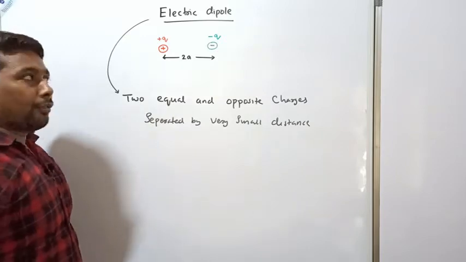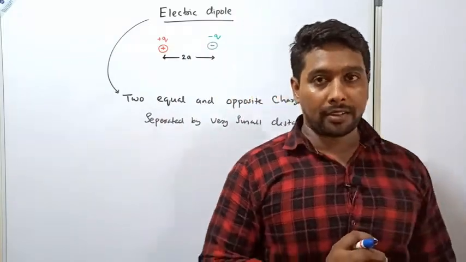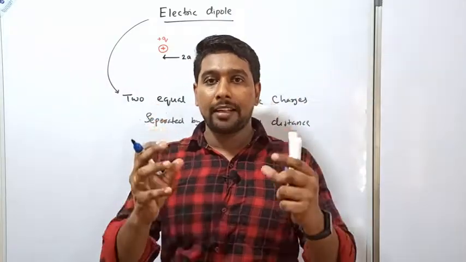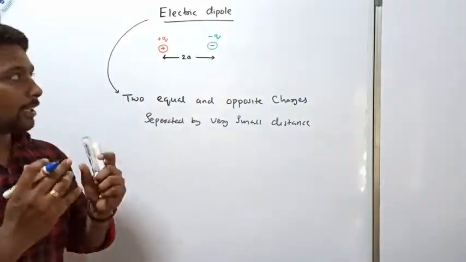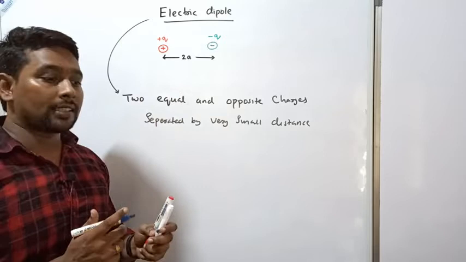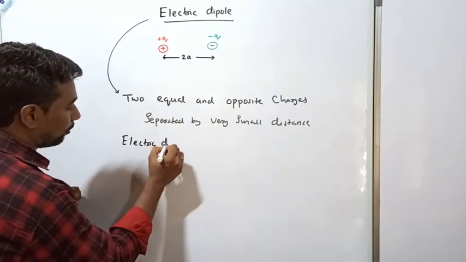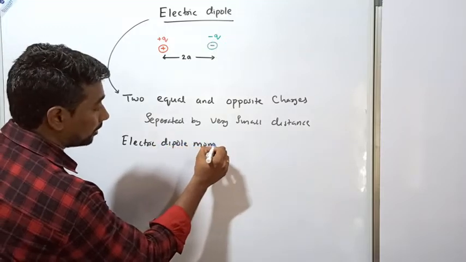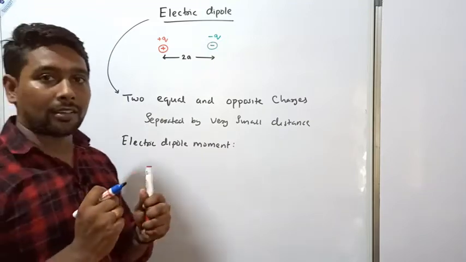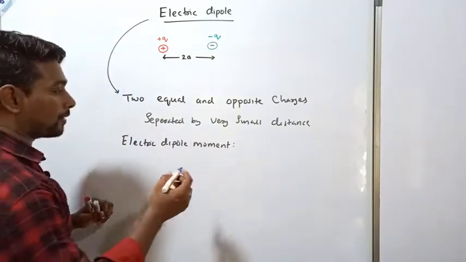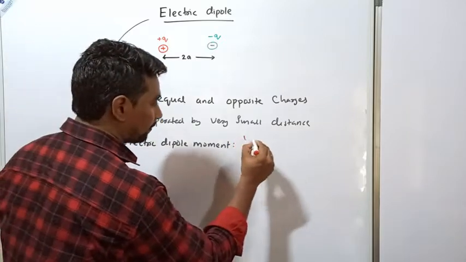For every dipole, there will be a dipole moment. Dipole moment means the electric field intensity or electric field strength of the dipole. We call it the electric dipole moment. What do you mean by electric dipole moment? It itself says about the strength of the dipole. We represent it by a letter P.